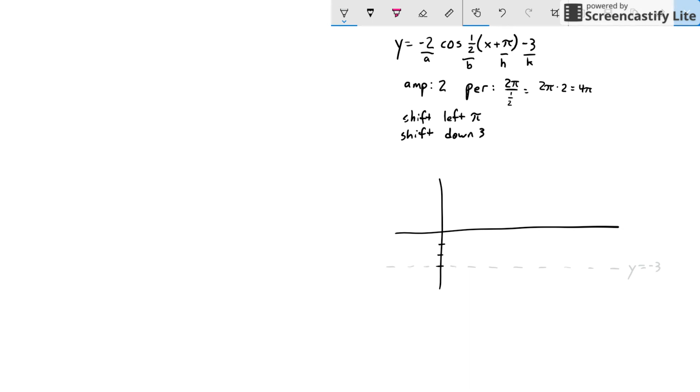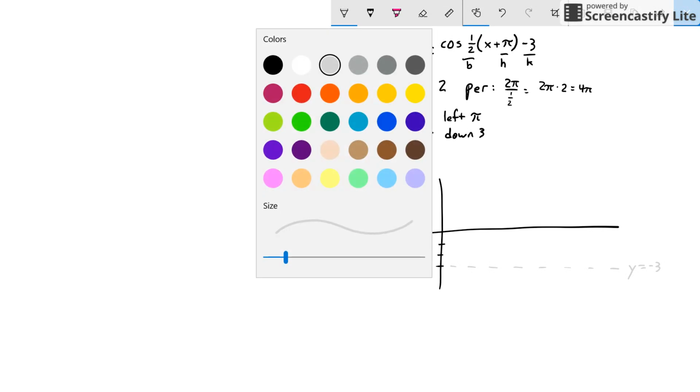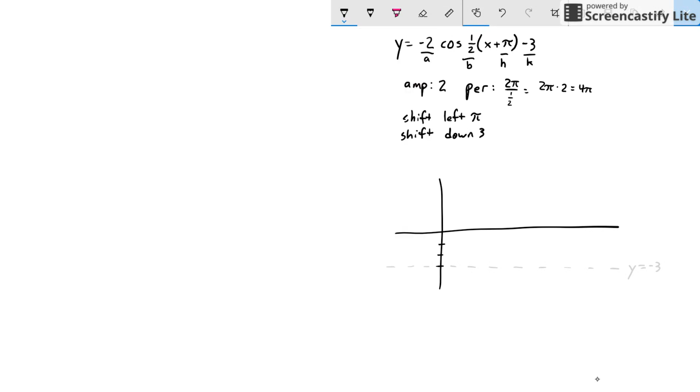And then my amplitude is 2, so I'm going to go 2 above that and 2 below that. So if I go 2 above that, that puts me at -1. That's going to be the highest that we ever get. And if I go 2 below my midline, that puts me at -5. That's where my minimum is going to be.